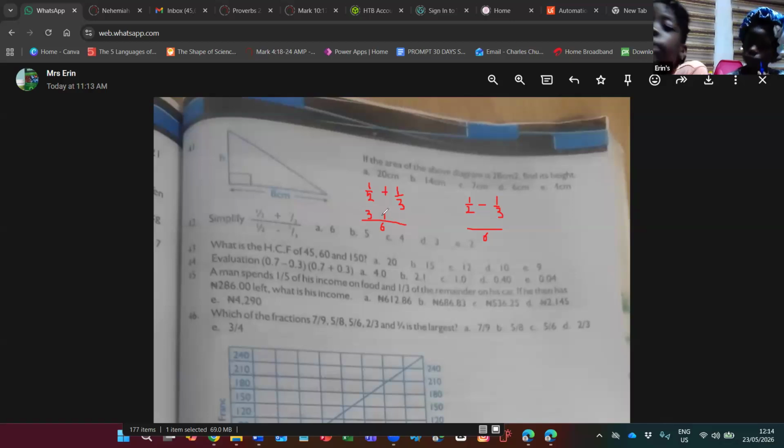6 divided by 2 is 3, times 1, so 3. Then 6 divided by 3 is 2, times 1 is 2. So 3 plus 2 over 6. From the top, the one on top is what?